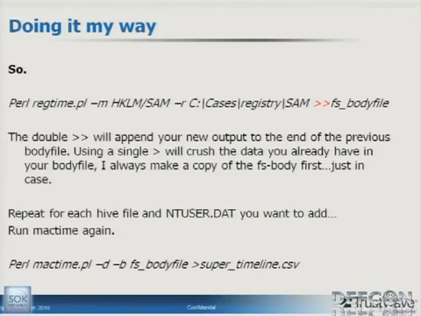Using a single will crush the data, and always make a copy of the body file before you start messing around. It's just good practice, just in case, because it happens. You repeat that for each of the hive files that you want to add, the ntuser.dat files you want to add, and you run mactime again. And that's pretty much it. Mactime.pl, point it at your body file, spit it out to a super timeline.